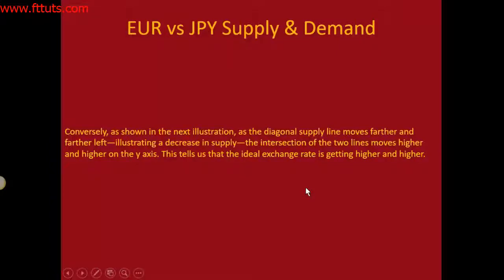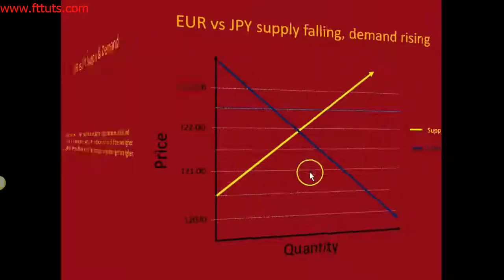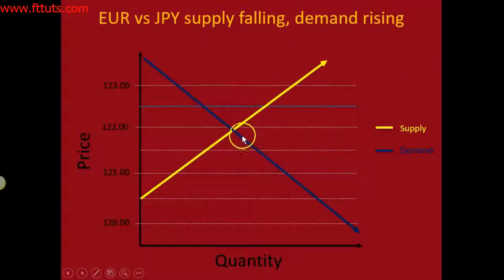So conversely, as shown in the next illustration, as the diagonal supply line moves farther and farther left, illustrating a decrease in supply, the intersection of the two lines moves higher and higher on the y-axis. This tells us that the ideal exchange rate is getting higher and higher. And you can see how it increased, and the ideal exchange rate is almost 122.